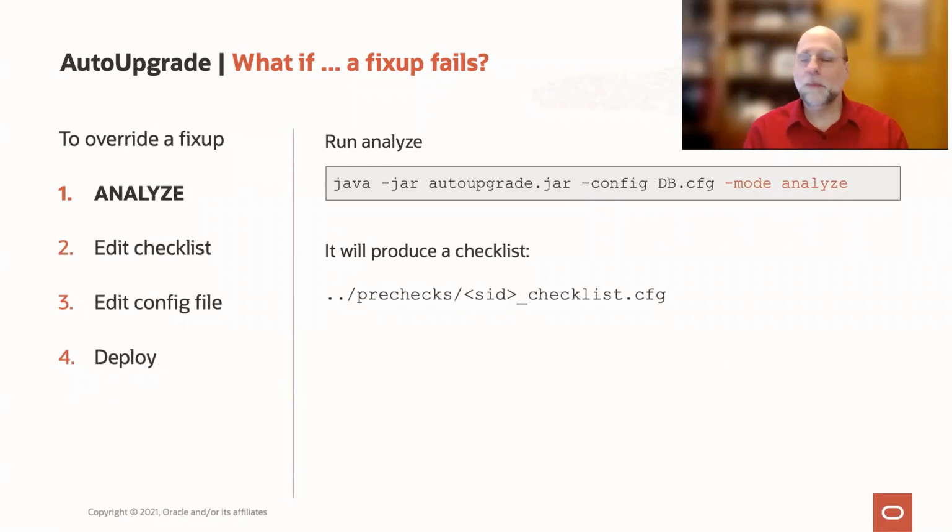What if instead you've got a completely different situation here? What if a fix-up fails and is somehow blocking you from proceeding when you know it should go forward? Or let's say you just don't want to take the time to run that check and that fix-up because, as far as you're concerned, it was a warning, but you're not going to deal with it, or a recommendation that you don't want the fix-up applied. Well, what you would do there is run the analyze phase, and that produces a checklist. As you can see here, it's under the pre-checks subdirectory for that database SID, and it will have the name _checklist.config as part of that checklist file.